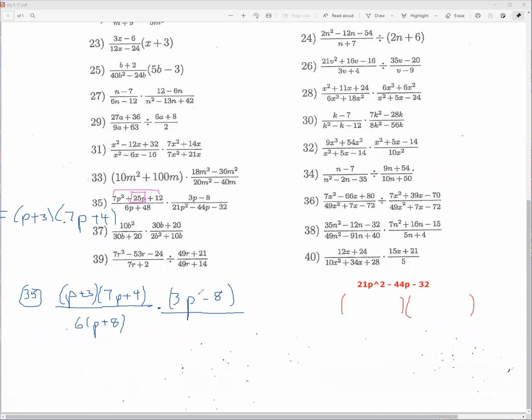I'm going to bet I'm going to get a 3p minus 8. I'm going to bet good money. So what is the other part of 21p squared? It would be a 7p. The other part of 32 here would be a plus 4.